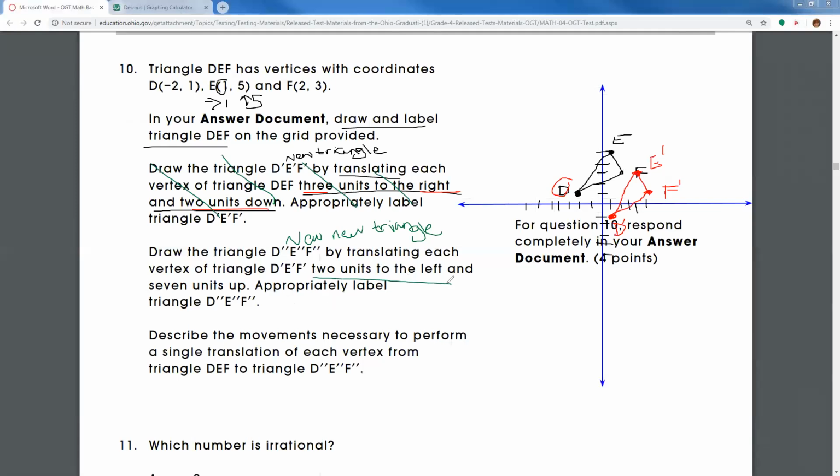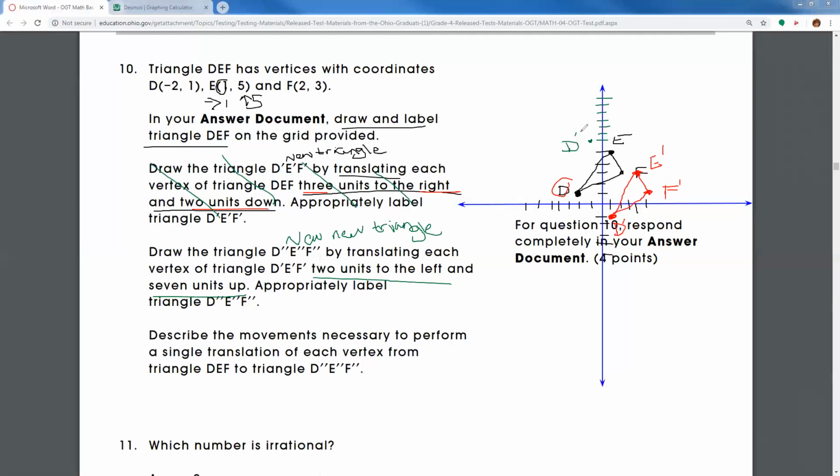So this time it says 2 units left and 7 units up. Appropriately label the triangle. So 2 units left, 1, 2 spaces, 7 units up. 1, 2, 3, 4, 5, 6, 7. I didn't even draw tick marks in for these. And they'll give you a grid that's big enough.